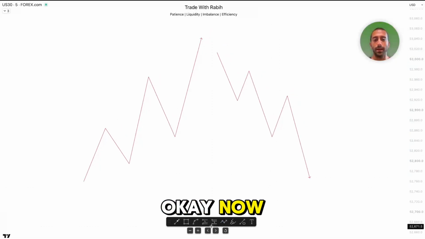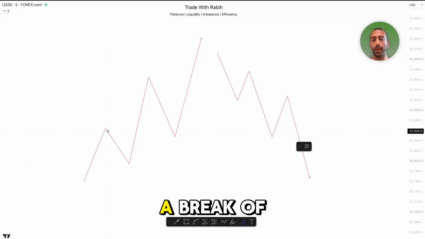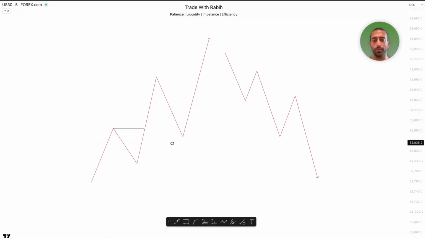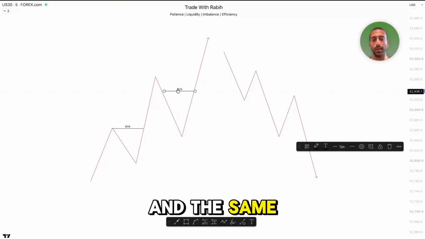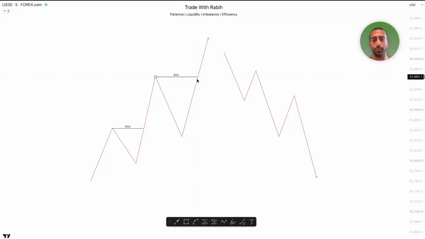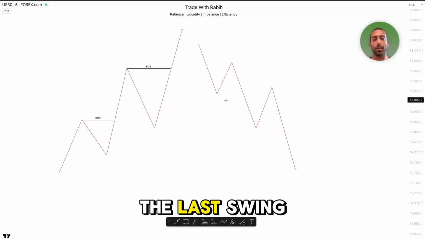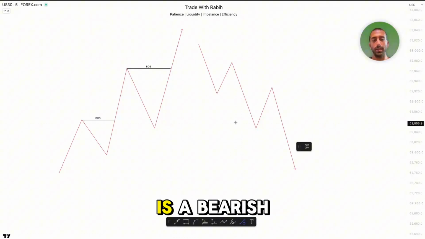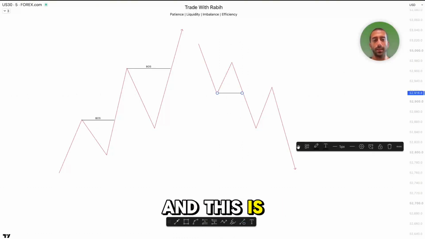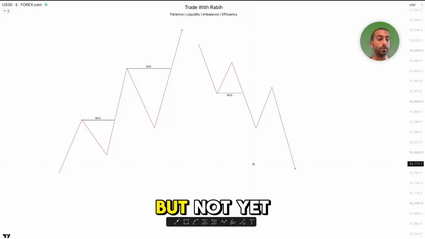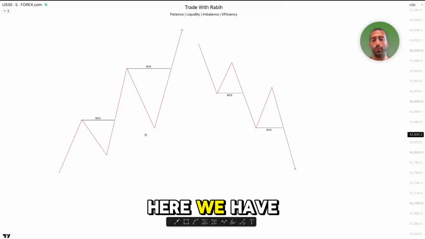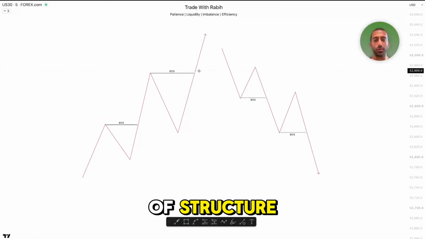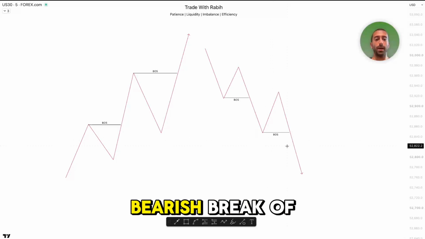high. Okay, now every time the price goes from the swing low to the next swing high, this would be a break of structure. Okay, so you mark this as a bullish break of structure, and the same thing here. Now in a bearish structure, the last swing high that broke the swing low is a bearish break of structure, and this is how you should mark them in your chart, but not yet. Okay, you see here we have a bullish break of structure, a bullish break of structure, and then here we have a bearish break of structure, and then a bearish break of structure.